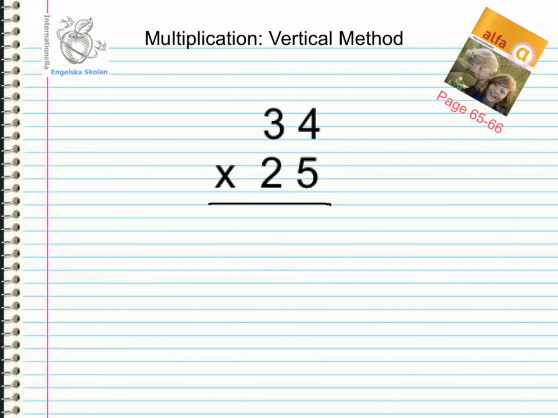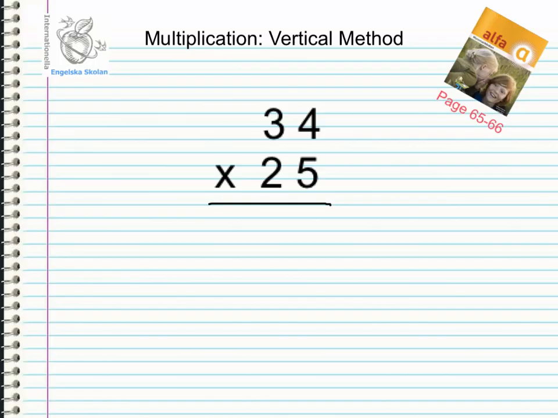Moving on to a more complex question, 34 times 25. We know that these numbers are quite big, so if we multiply them together, the answer is going to be a very big number. It's worth checking at the end to see, just in case we haven't got a smaller number than we thought it might be.